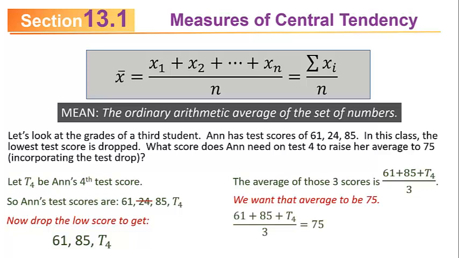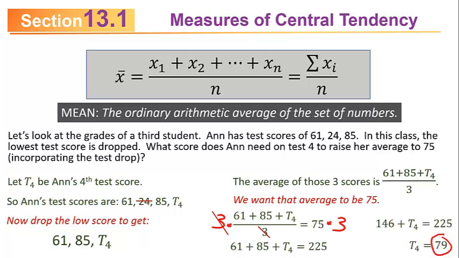So when you set that equal to 75 and clear the fractions by multiplying both sides by 3, you'll find out that 61 plus 85 plus t sub 4 is 225. If you add 61 and 85, you get 146, and subtracting that from both sides, you find out that Ann would have to score a 79 on test 4 in order to raise her average to 75.